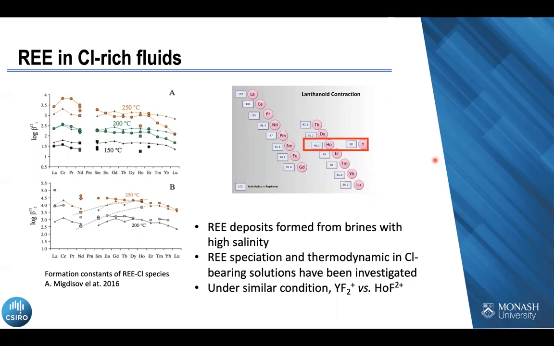Yttrium has a similar ionic radius to holmium, so maybe we can expect that they have similar behaviors in the chloride-rich fluids. But a previous study shows that under similar conditions, yttrium forms different fluoro complexes from holmium. So this leaves the behavior of yttrium chloride interesting.